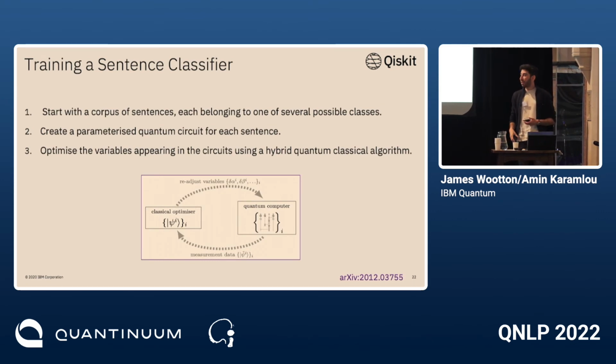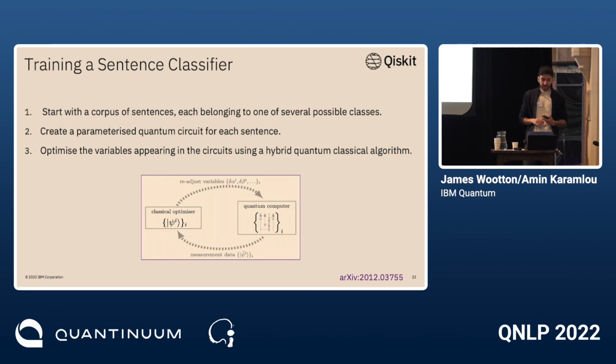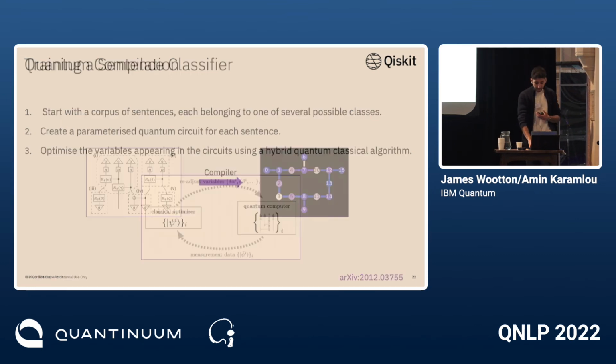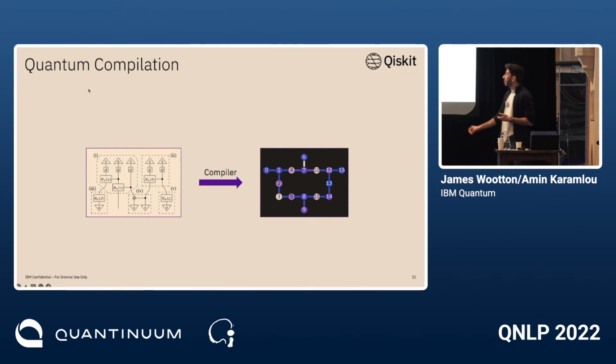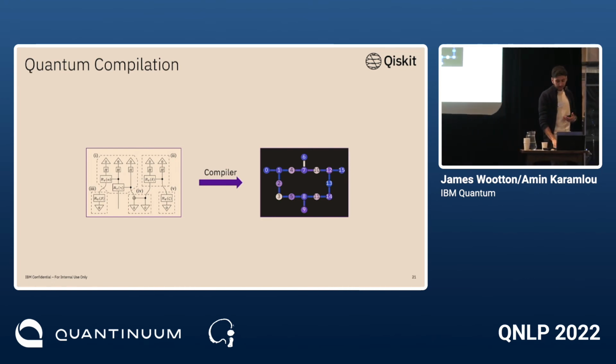OK. So once we have this pipeline, what people have done is they've trained a hybrid quantum-classical sentence classifier using it. The idea here is that you start with a corpus of sentences, and each sentence in this corpus belongs to one of several possible classes. And then you create a quantum circuit for each of the sentences. I should have said these circuits are parameterized, so that means there are some parameters that appear in them. If I go back to this slide, you can see there are these alphas and gammas and betas. Those are parameters that you can tweak in your circuit.